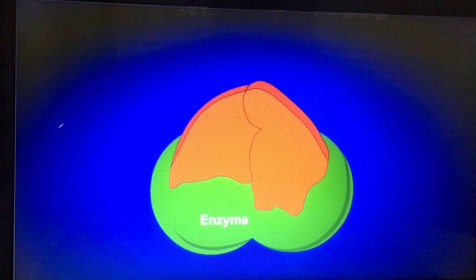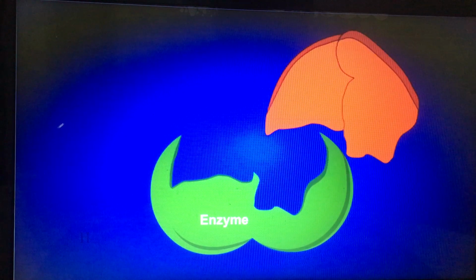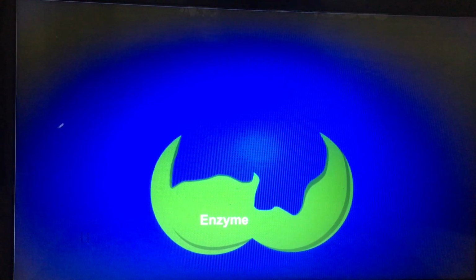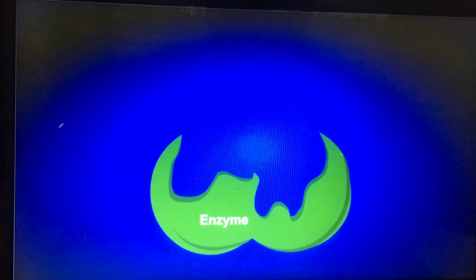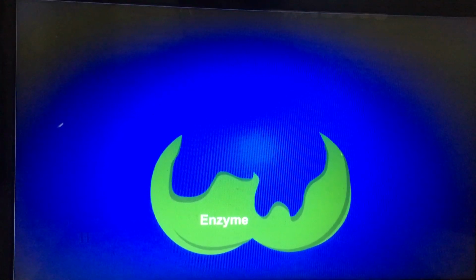Eventually, the chemical reactions at the active site lead to the formation of a different molecule. This is referred to as the product. Once the reaction has occurred, the product is released from the active site. The enzyme returns to its original state and is free to react again with another set of substrates.